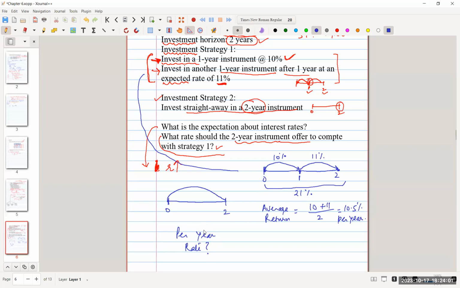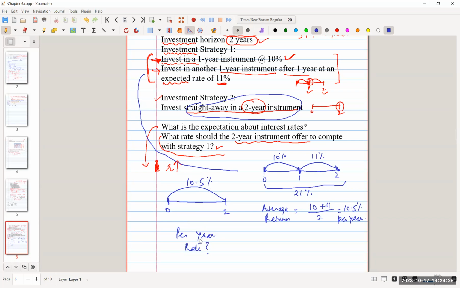Do you have a response, anybody? Yes, John. Well, it will be same thing like that, 10.5, right? Correct? 10.5, yes. This 2-year instrument here must offer at least 10.5% to be at par with the first strategy.